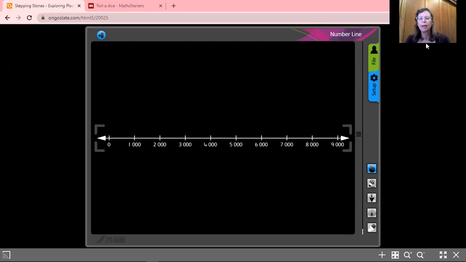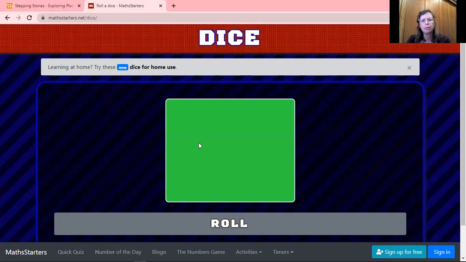Hi, Year 3. Today is our last lesson in 4-digit numbers and place value. Today we're going to be looking at putting them on a number line, and you can see we've got a number line here starting at 0 and going all the way up to 9,000. Although if we were using the full range of our 4-digit numbers, we would be going up to 9,999.